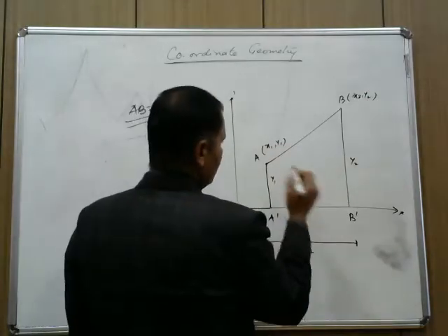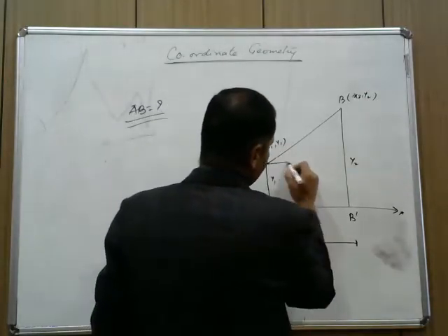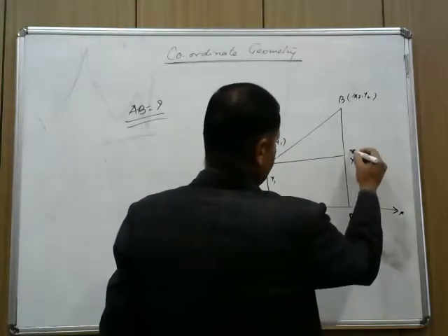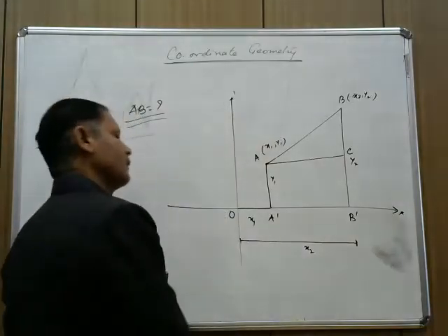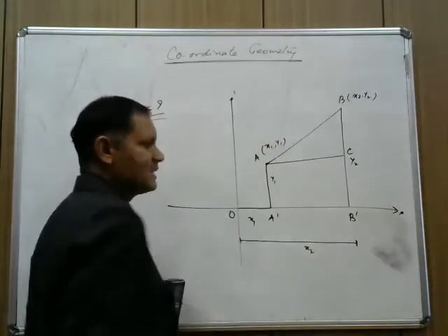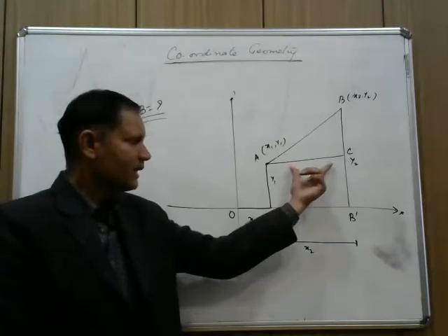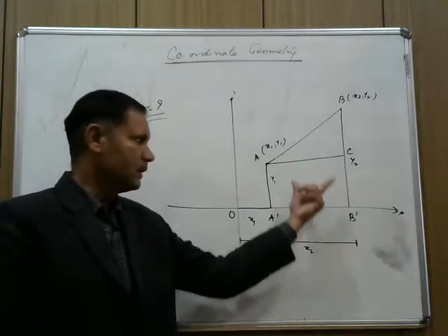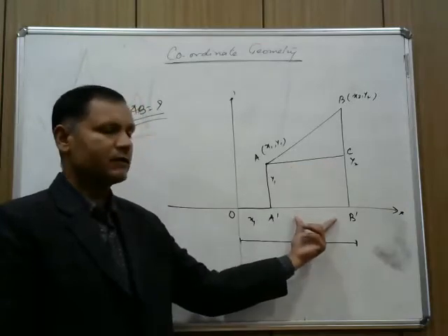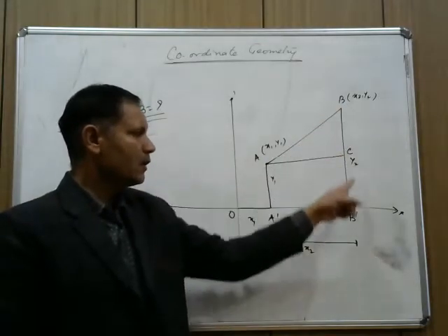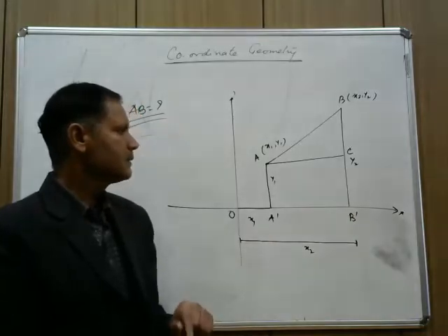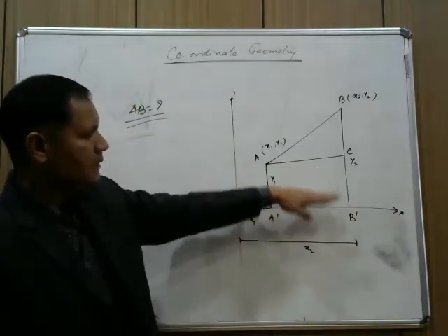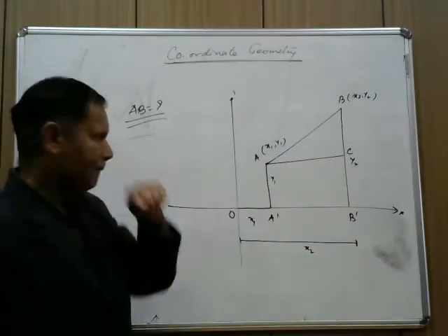Now, if I draw a perpendicular from point A on BB dash and mark it as C, now tell me, what would be the length of AC? The length of AC and the length of A dash B dash will be equal, no doubt. AC is perpendicular on BB dash, and this line and this line will be equal in length, right?